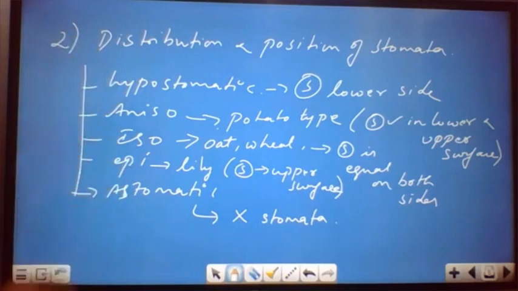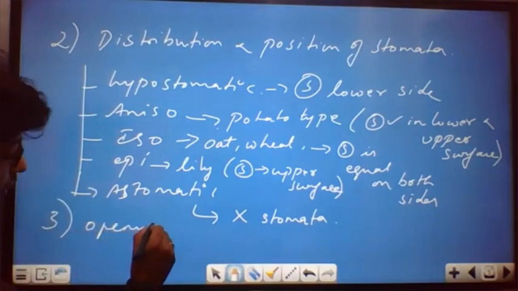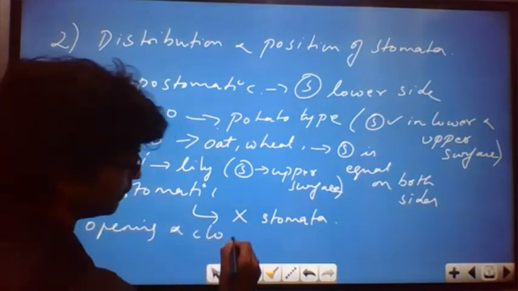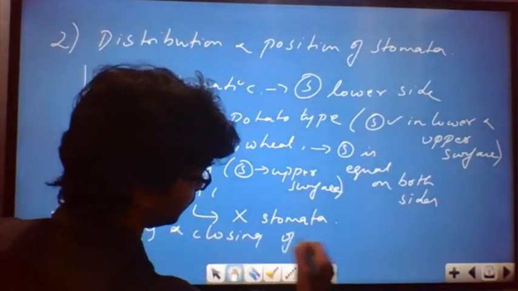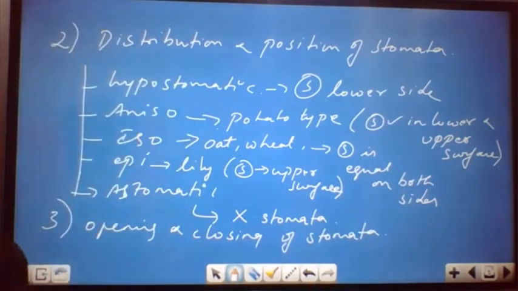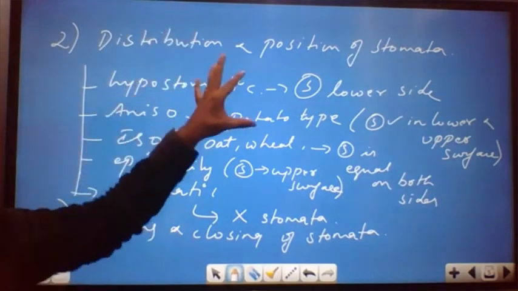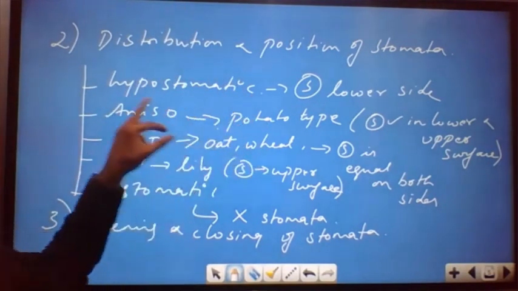And the third classification is based on the opening and closing of the stomata. Okay, guys, we have the last 5 minutes and I'm going to close it.